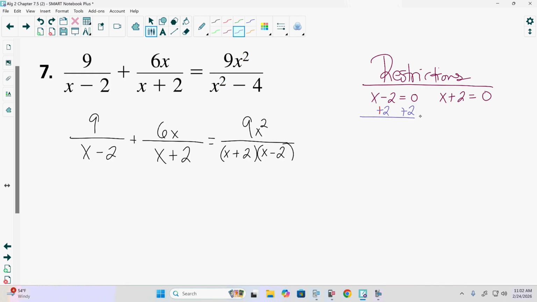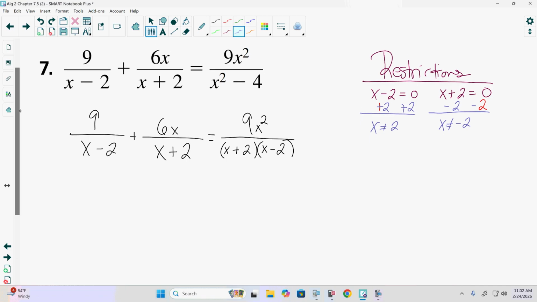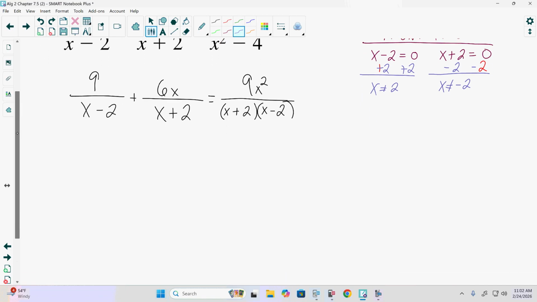So for our x minus 2, we can add 2 to both sides, telling us if x is equal to positive 2, that would cause us to have a division by 0. That doesn't work. With our x plus 2, we subtract 2 from both sides, telling us if x is equal to negative 2, we'd have a division by 0, and it does not work. Questions on how we found the restrictions?